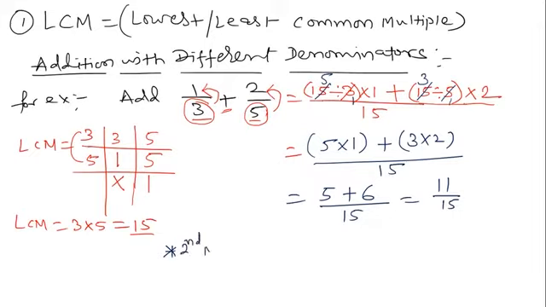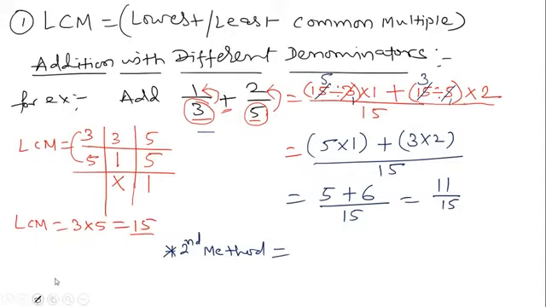Second method. Now look at these two denominators carefully. Here 3 is there and 5 is there. Both are different. That means these two numbers are not present in each other's table. In that case, you can multiply by using the cross multiplication method.